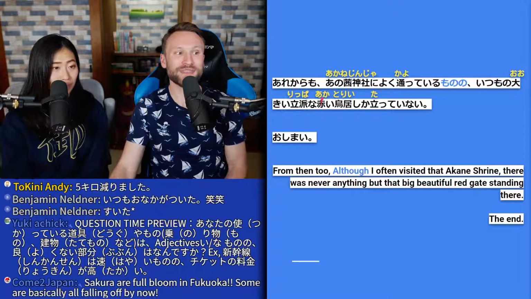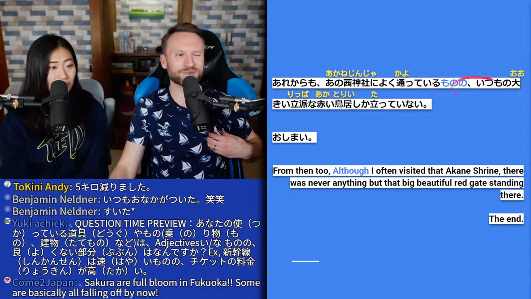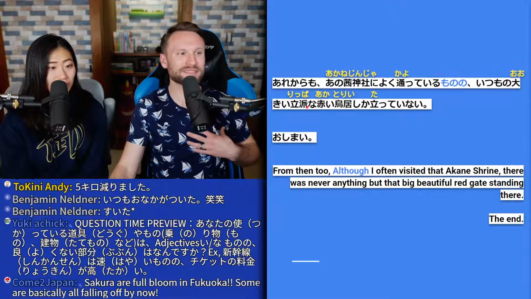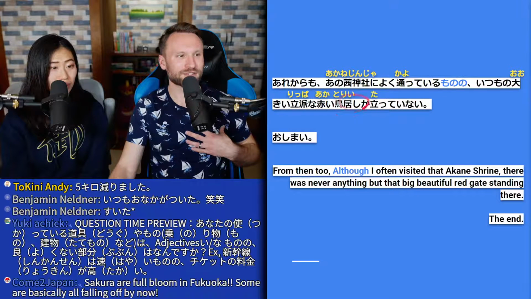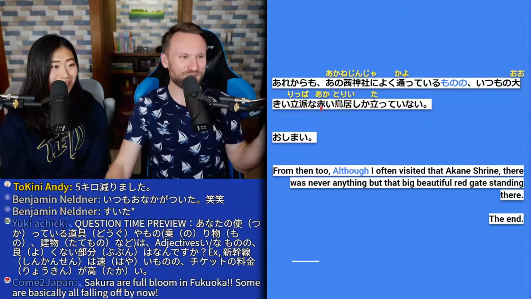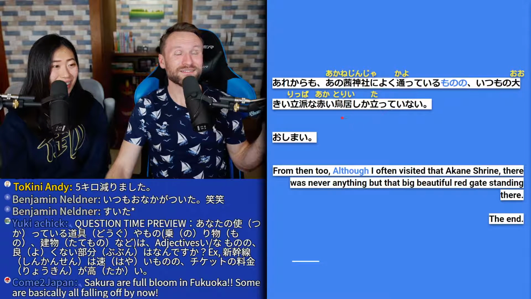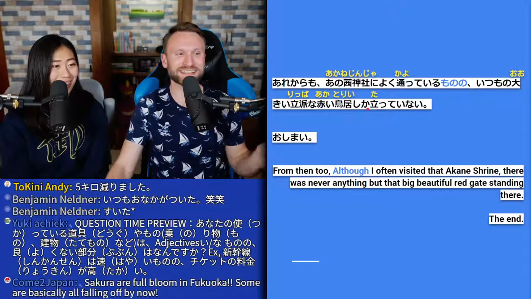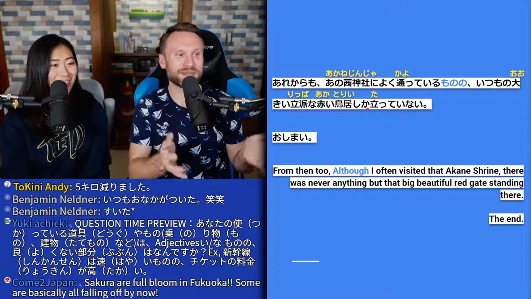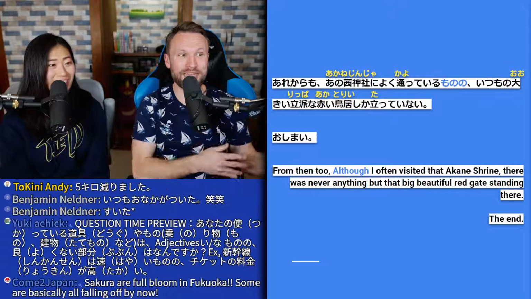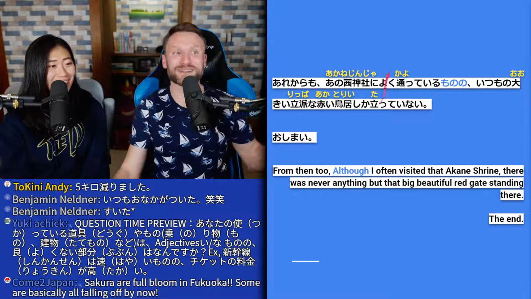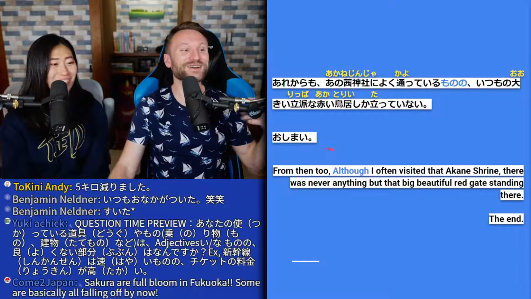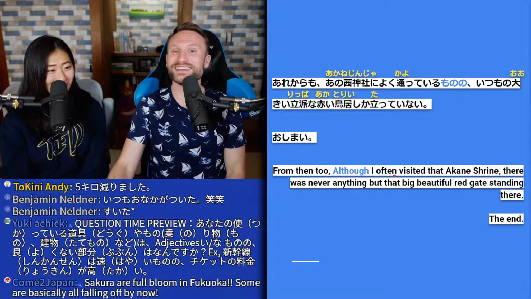So the red, beautiful, big gate that is always there. いつもが立っている。立っていない。しか立っていない。Sorry. しか立っていない。There's nothing but the big, beautiful red gate that is always there. Whew, sorry about that. おしまい is the end.